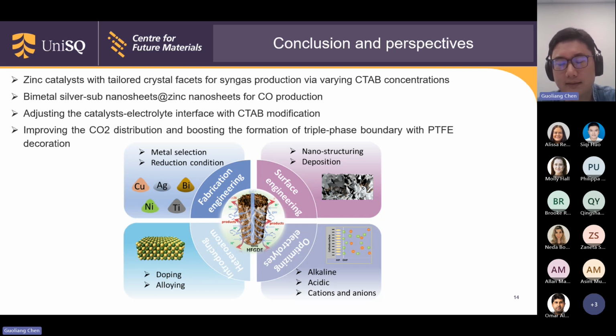for different product selectivity. The final is optimizing the electrolytes, like in the third study, where I introduced CTAB to adjust the interface of electrolytes and electrode. Also, we can use alkaline electrolytes or acid electrolytes to improve the electron transfer. Also, different cations and anions like chloride, all these can affect the final performance of this electrode. So there are a lot of interesting things that can be done for this research.